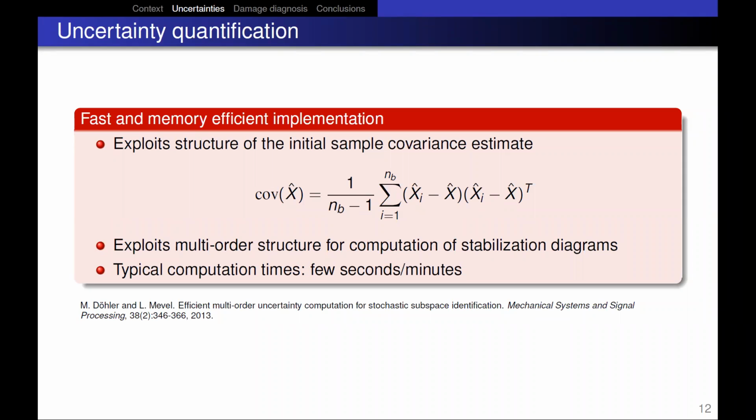In practice, we have to pay attention a bit also to the implementation, because those covariance matrices can get huge. So we've paid some attention to fast and memory-efficient implementations, exploiting the structure of our initial sample covariance estimate, and the symmetries that we have here. Also for modal parameter estimation, when we compute stabilization diagrams, because when we estimate modal parameters from data, we never know the true model order, so we just try out several ones. That also has a certain structure to it in the computation, so we can end up with quite efficient tools for computing the uncertainties of the variances, with computation times of a few seconds to a few minutes for realistic problem sizes.